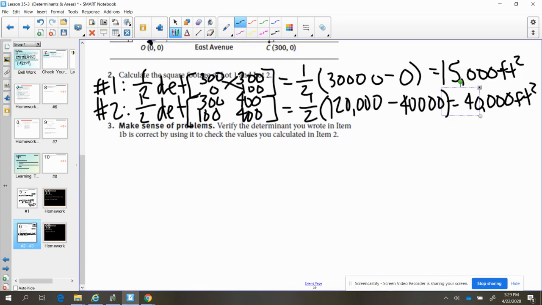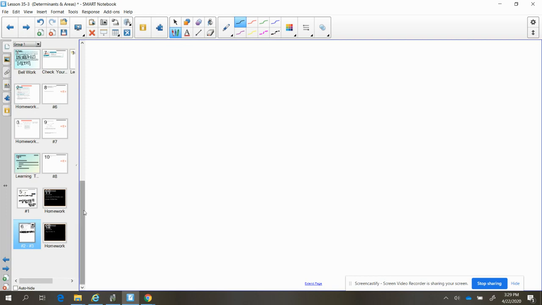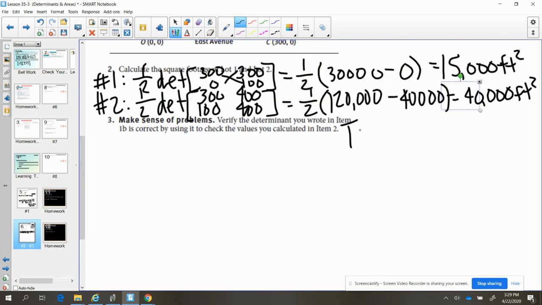For a total area, out of room here, scroll a little bit, oops, too much there. Total area then, if we add those two together, 15,000 plus 40,000, we have 55,000 square feet of land. Okay.